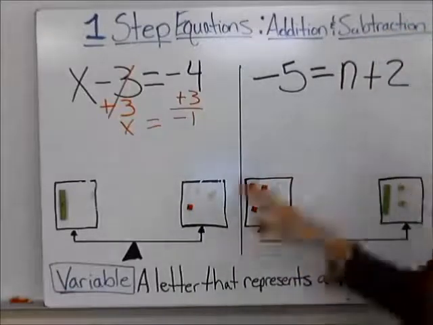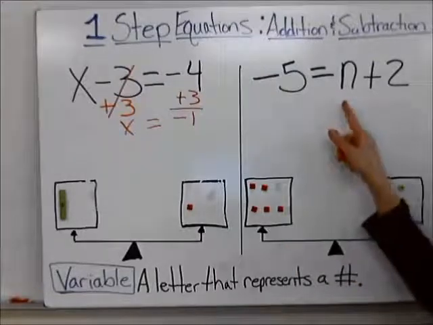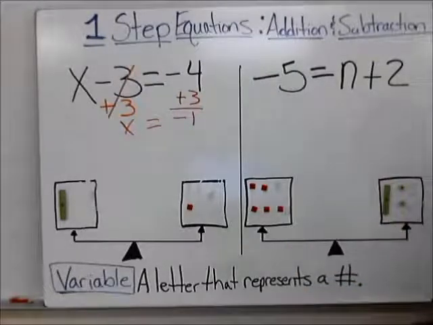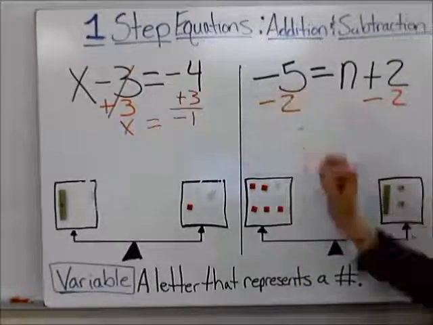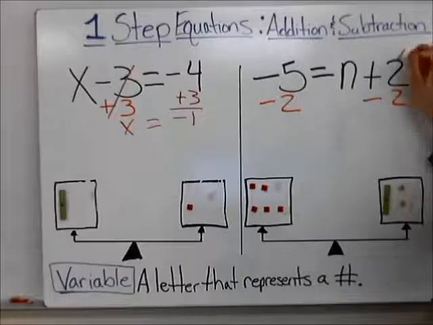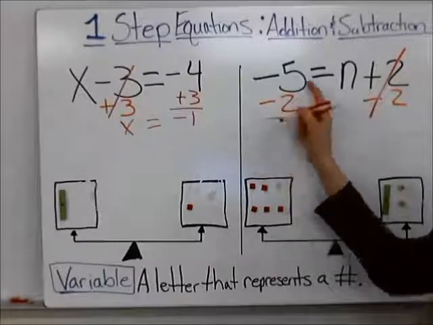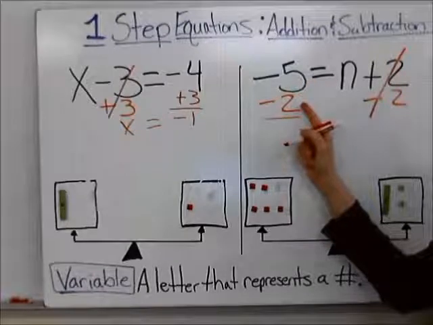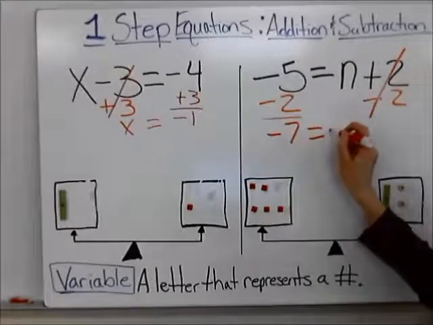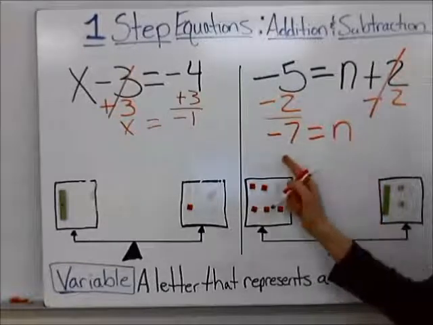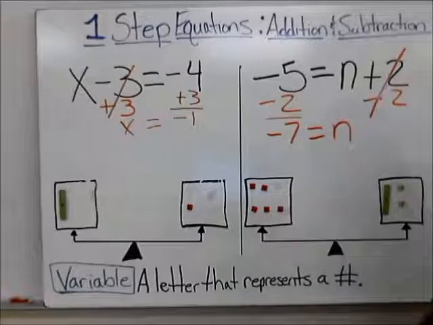Over here on this side, I have negative 5 equals n plus 2. So I need to get n by itself by using inverse operations. I'm going to subtract 2 from both sides. It's going to cancel out over here. And I'm going to end up with a negative 7 because remember, a negative and a negative together are going to give you a negative, even more negativity. So n equals negative 7.